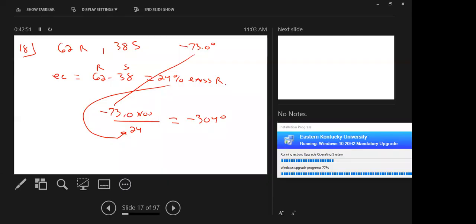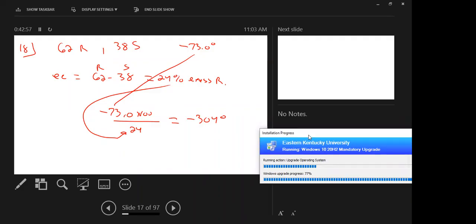So we'll go ahead and get started. Again, we left off on question 18. I'll start sharing my screen where we left off. And because of these updates that EKU is doing on my computer, it is slowing down my computer a little bit. So I apologize for any slowdowns or delays. There's nothing I can do about it. It says Windows upgrade is 77% updated. So I just have to live with it.